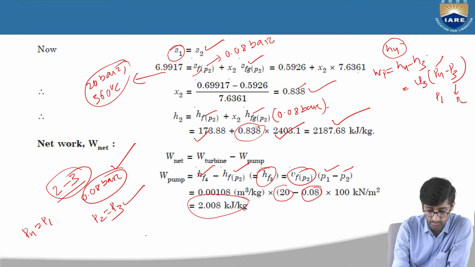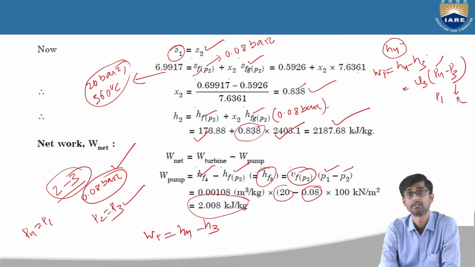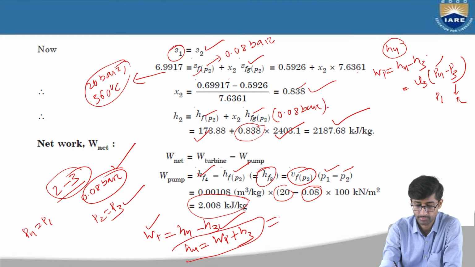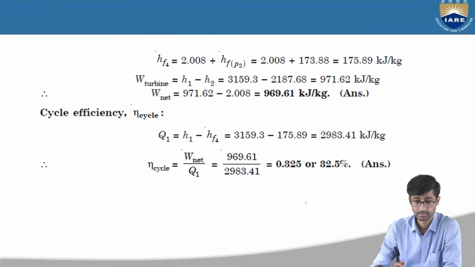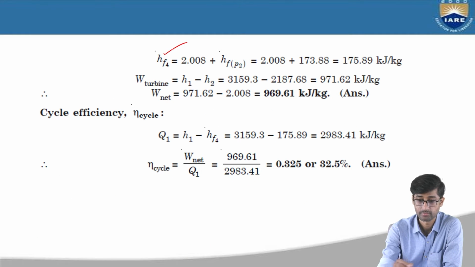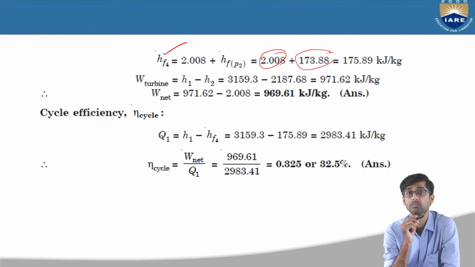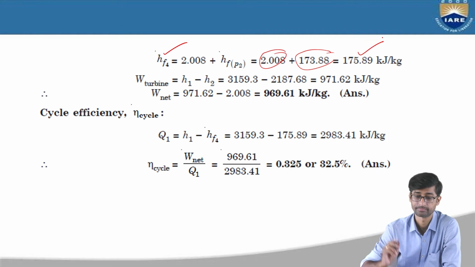Now this pump work is equal to H4 minus H3. Now this pump work already calculated. H3 already known. Now calculate H4. So H4 is equal to pump work plus H3. So this equation will give the value of H4. Now see, this H4 is equal to pump work plus the value of H3, what we have calculated in previous slides. So this will become the value of H4.